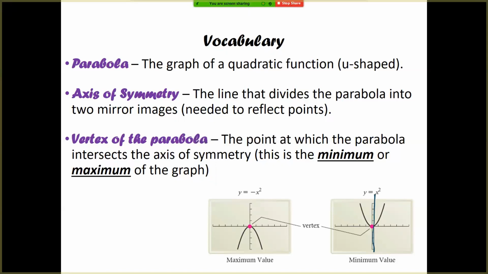Because if I took a mirror, this line would exactly reflect on that one. And the same thing's true on your parabola here. If I took this purple line and folded my paper in half, every point would line up on the opposite side. And again, this one has a maximum value because that vertex up there is the highest point on your parabola.